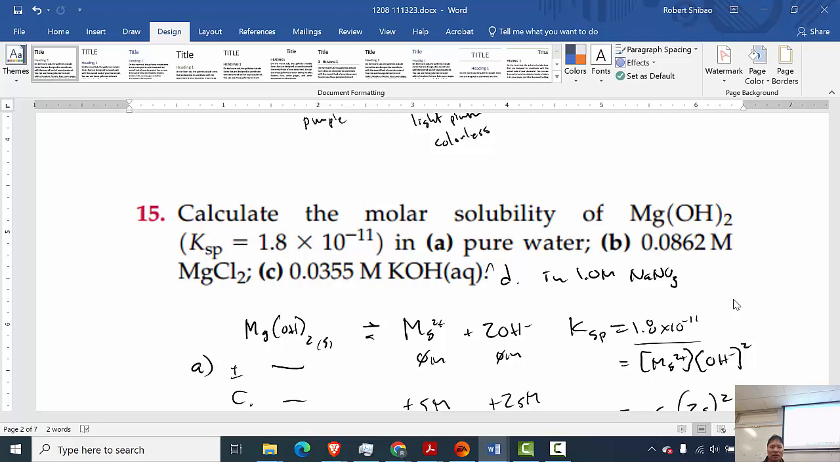But when we look at D here, there's no common ion. Sodium nitrate. But it does have an impact on the solubility. It's called the uncommon ion effect. Can you remind me what the uncommon ion effect is?